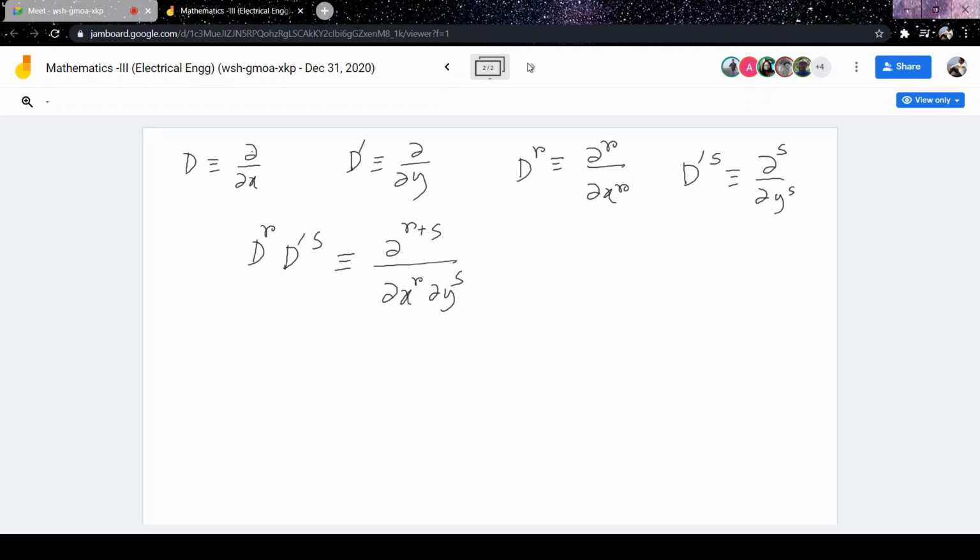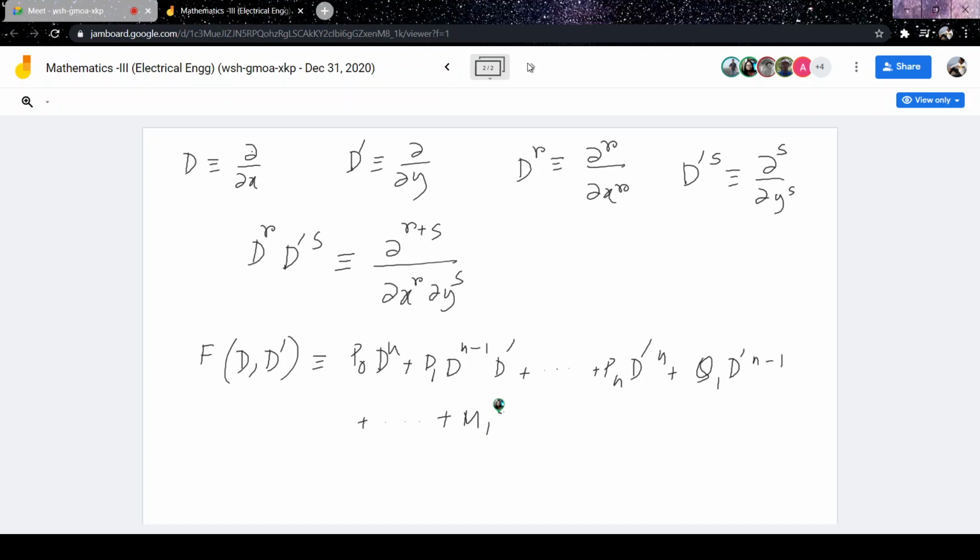So suppose I write this notation in these equations, whatever equation I have written there, I can write this as P0 D^n plus P1 D^(n-1) D dash plus Pn D dash^n plus Q1 D dash^(n-1) and so on, plus M1 D plus N1 D dash plus C.